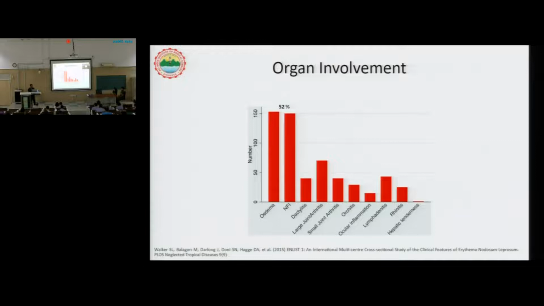In organ involvement, patients presented with edema in around 52% of the patients, followed by nerve fiber involvement, that is functional nerve impairment, in around 50% of the patients.